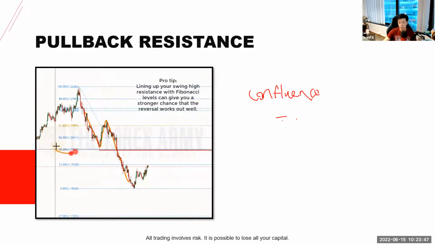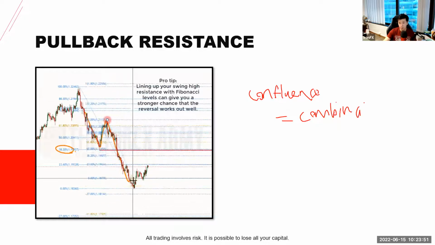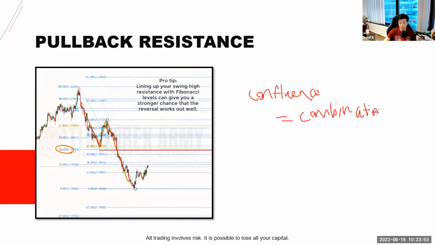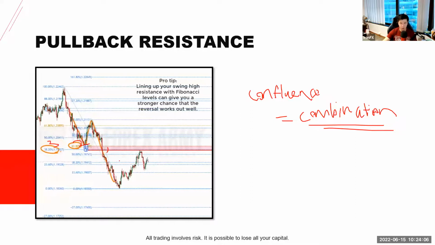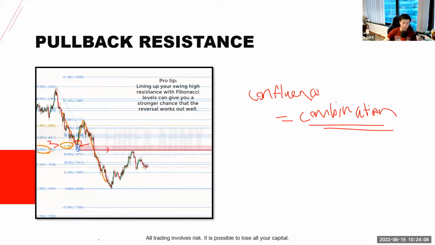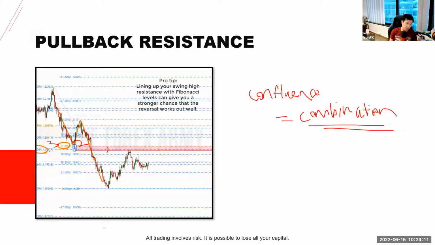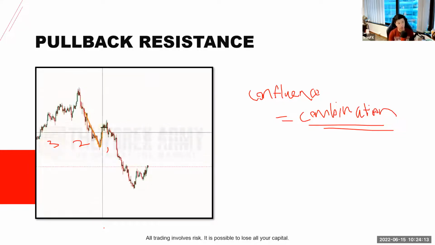Confluence also means combination, right? Sorry, my handwriting is terrible. You're looking for a combination of indicators to all agree that price is going in a certain direction. In this case, I've got the resistance, the 61.8, the 38.2, all the Fibonacci, all telling me that price is working out very nicely. Price might reverse from there, and that is how I know that I have a high probability trading setup.